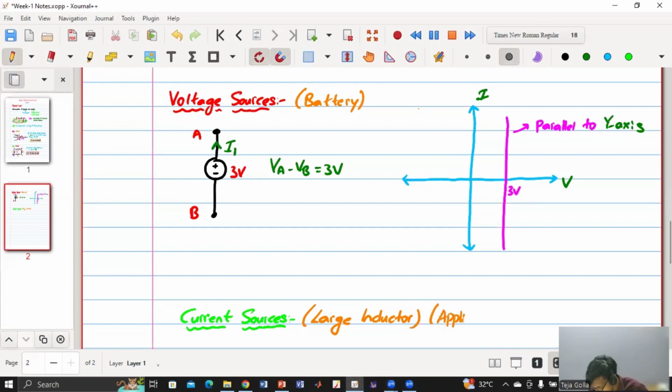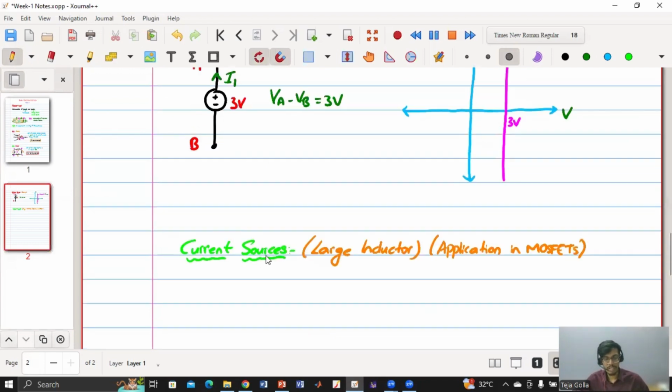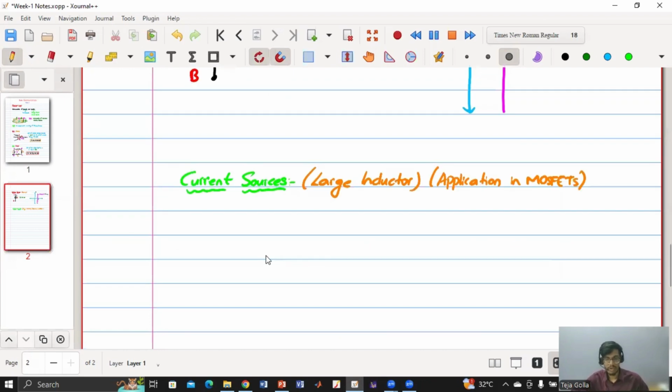So using MOSFET, a current source is made. It is not directly available like a battery or a voltage source. A current source has to be made in a circuit. A circuit with a large inductor will work like a current source, or a MOSFET can be connected in such a way that it can act as a current source. But for MOSFET, the current will be limited. But for inductor, the current can be higher.